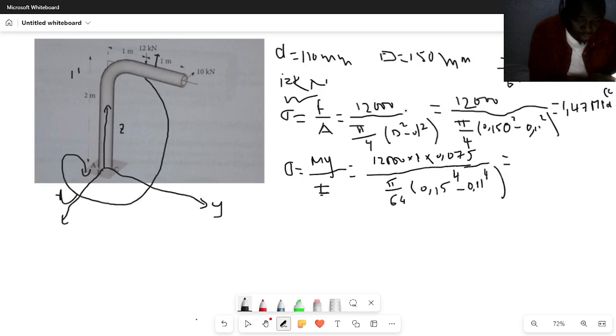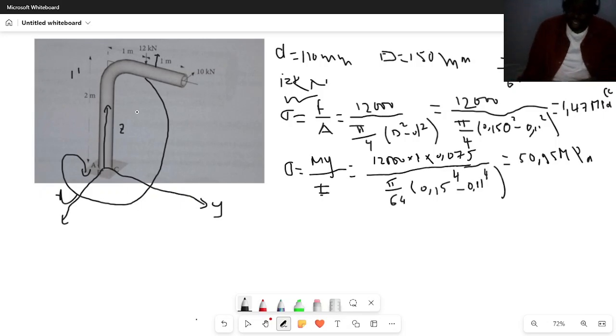I am getting 50.95 MPa. 50.95 MPa. Now we are done with the first 12. Let's do the study now with the first 10 kilonewton. Now 10 kilonewton, what is it causing on our system?